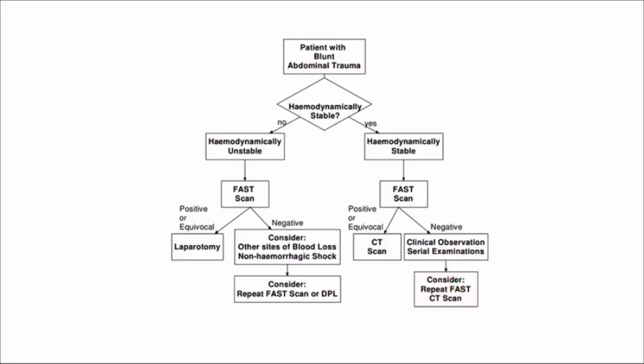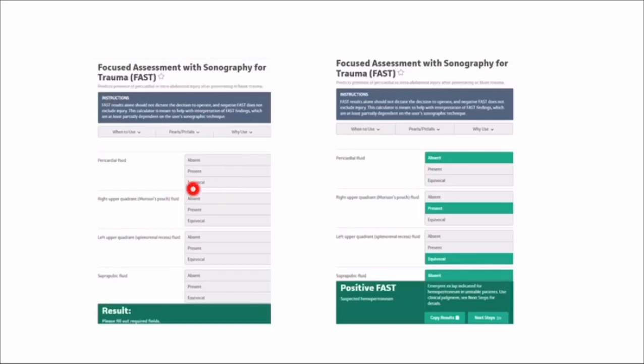And for negative, serialized exam may be done, or CT scan may be done for further evaluation of these patients. For evaluation, useful FAST calculators are now available at certain websites, and all you have to do is fill up the corresponding boxes as to whether there is absence, presence, or equivocal fluid collection on all four areas that you have taken up, and usually there's a recommendation that will be noted at the bottom. And this usually can be done to improve efficiency of the procedure.